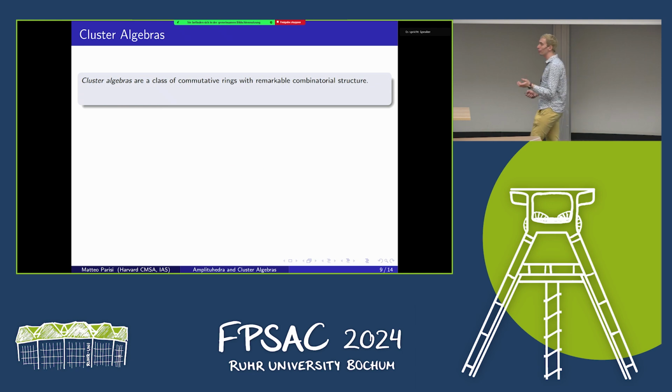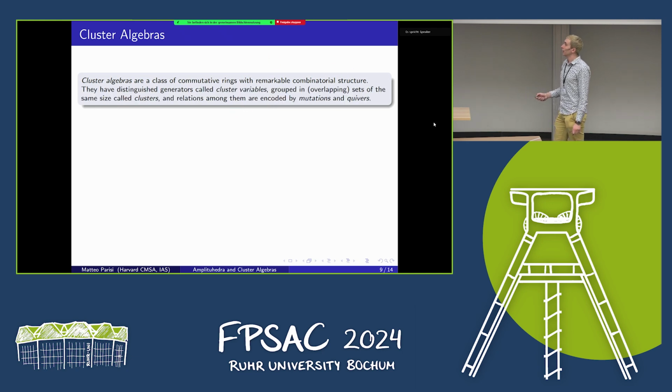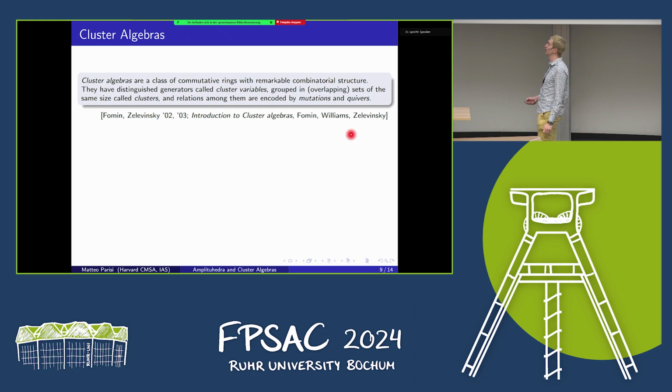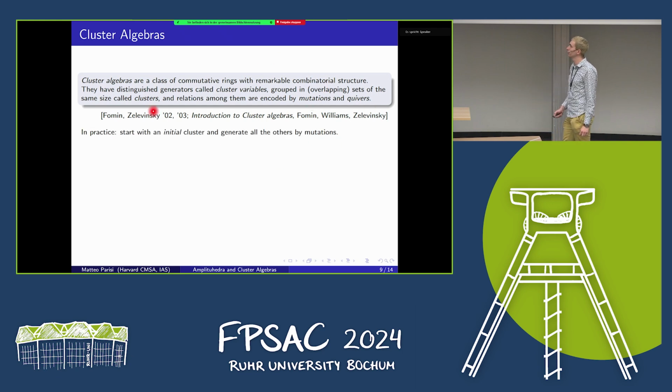I'm not giving a comprehensive review on cluster algebras, this will take too long, but I will mention that cluster algebras are a class of commutative rings with a remarkable combinatorial structure, and they have a distinguished set of generators called cluster variables that are grouped in overlapping sets of the same size called clusters. And these generators have relations among them that are encoded by mutations and also the underlying quivers. These were introduced by Fomin and Zelevinsky, and there is also a nice book that has been created gradually by Fomin, Williams, and Zelevinsky. And in practice, in order to deal with a cluster algebra, we start with an initial cluster, and then we generate all the other clusters by mutations.